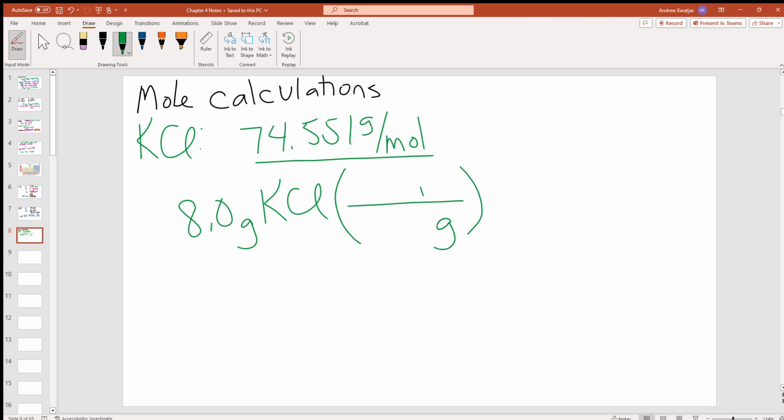So grams on the bottom, moles on top. So 1 mole, 74.551 grams. And remember, as you're doing any of these calculations, you always want to factor in significant figures. And we get that our 8 grams of potassium chloride is equal to 0.11 moles of potassium chloride.